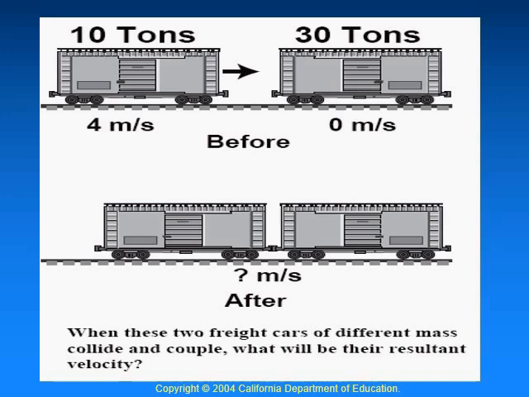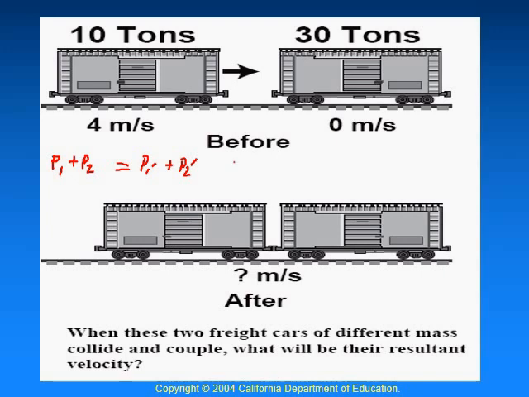Welcome back. Looking at momentum, and particularly the conservation of momentum, the momentum of two objects before they collide is going to be equal to the momentum of the objects after they collide. The way we can write that is P1 plus P2 equals P1 prime plus P2 prime. So we have to work this out.